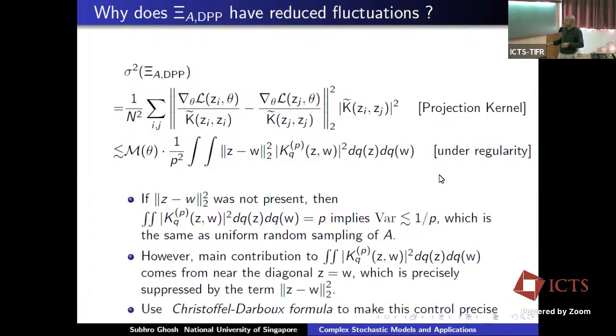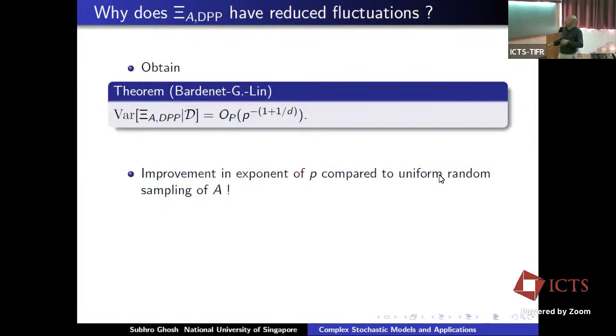And some orthogonal polynomial analysis using the celebrated Christoffel-Darboux formula tells you that there is actually an improvement in the exponent of the variance. So the variance, if you do uniform random sampling, would be of order 1 over P. Here it's P to the minus 1 plus 1 over d. So there is an actual improvement in the exponent of convergence. And by Bach-Moulines' theorem, this directly leads to an improvement in the exponent of convergence of the gradient descent algorithm.